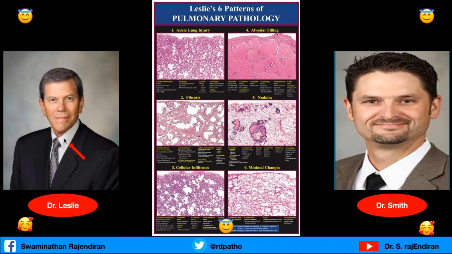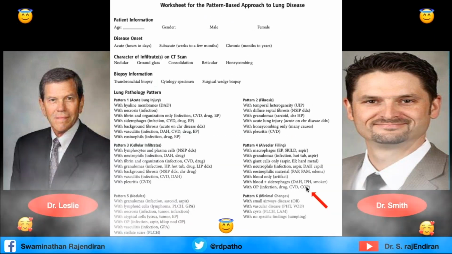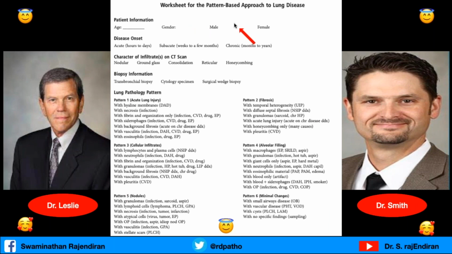This is Dr. Kevin O. Leslie, and this is Dr. Smith. They both are from Mayo Clinic, and I thank them for stimulating me to get interest in the lung. And they also have a worksheet. Okay, whenever you get a lung biopsy, you get a worksheet, and this will be more useful in non-neoplastic lung biopsies. You can tick whether it is pattern 1, 2, 3, 4, 5 or 6, and then in that what are the associated features. The minute you are ticking them, you will get the diagnosis at the end of it by having a look at it.